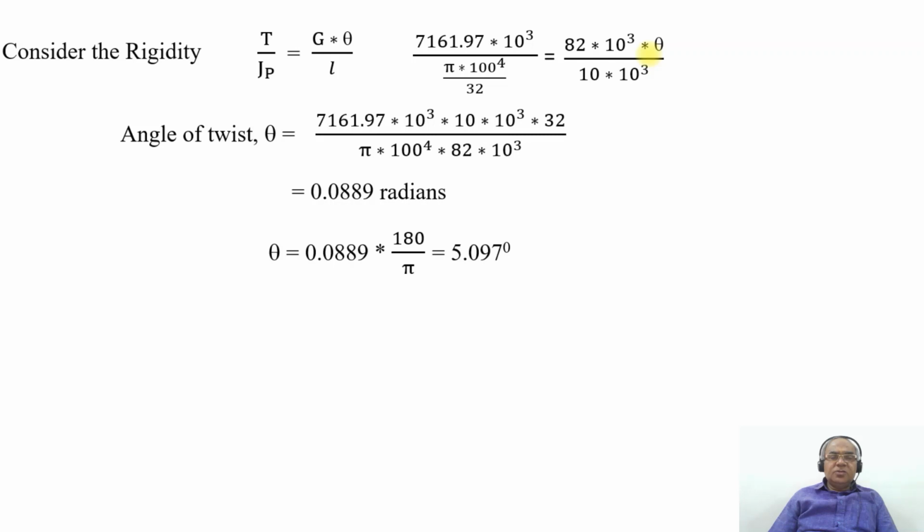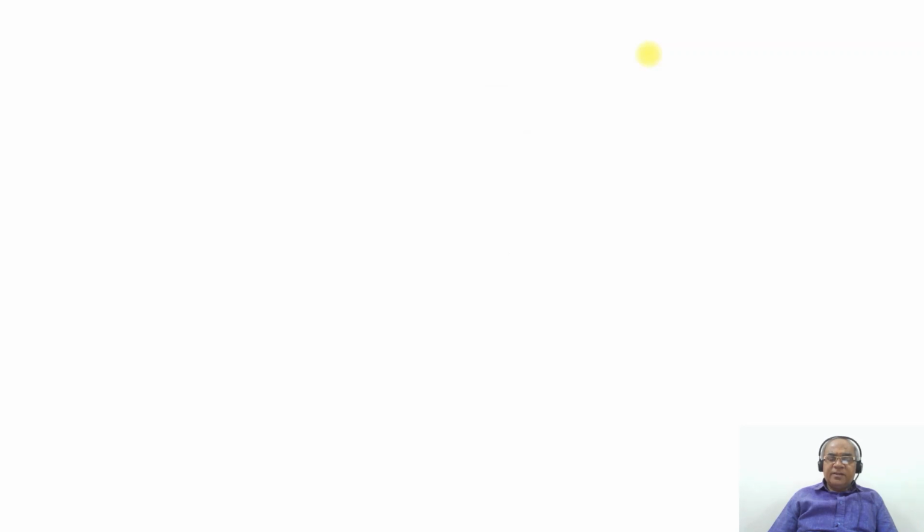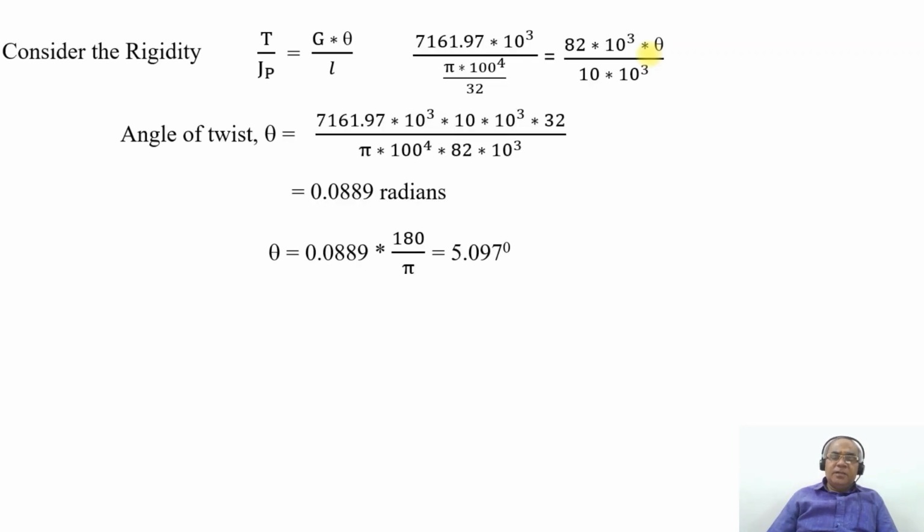0.0889 radians. So convert that radians into degrees. Theta will be equal to 0.0889 into 180 by pi, which will be equal to 5.097 degrees. So this is how you will be able to analyze and solve this particular problem.